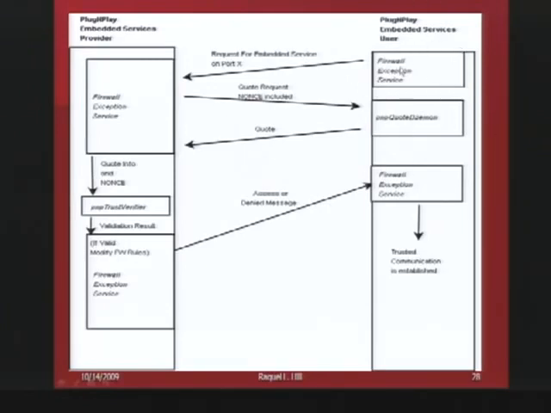So the ATM here requests embedded services on a particular port. So this is a well-known port that's available. And so the firewall exception service, so that port is not available, it's closed. And so the firewall exception service on the server is going to say, okay, well, tell me what you're running. Okay, what is your state? Basically give me a quote.